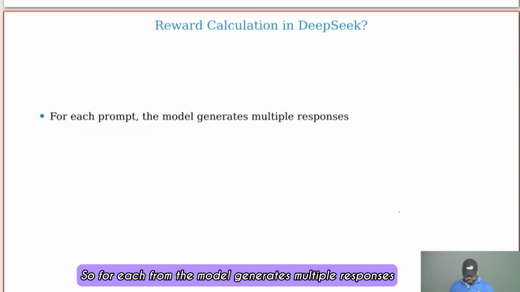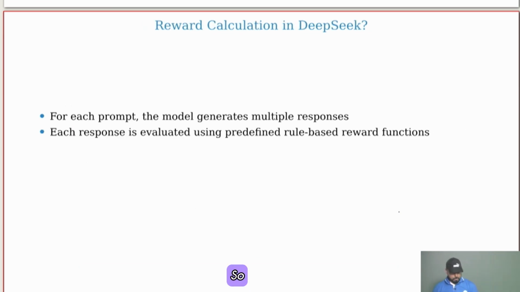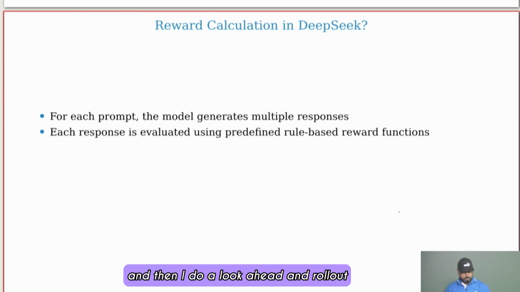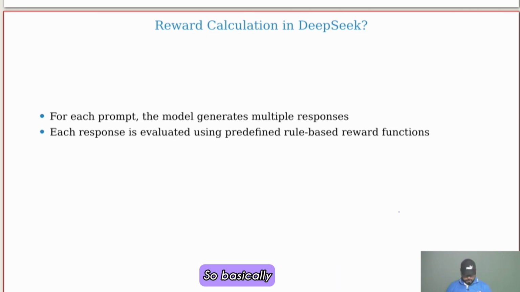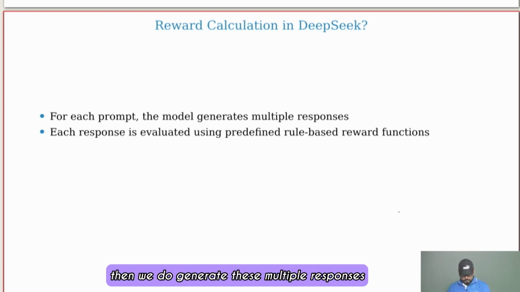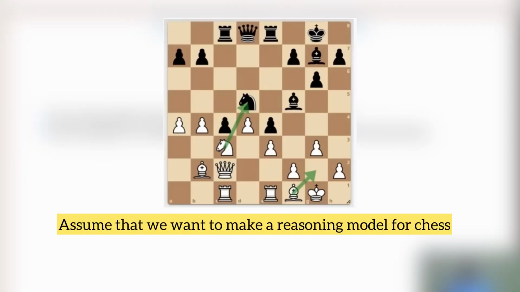So for each prompt, the model generates multiple responses. This is like what we have in rollout. So in rollout, I have a base heuristic. Obviously, that's one possible outcome, and then I do a look ahead and roll out, then I produce another outcome, then I do another look ahead and roll out, then I produce another. So basically, when we are training these, we generate these multiple responses while we are doing look ahead and rollout.